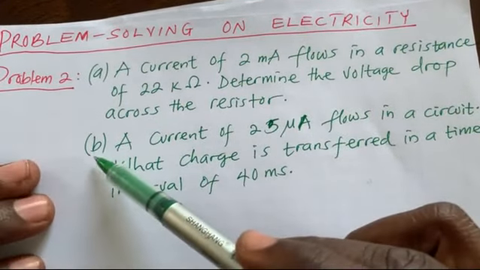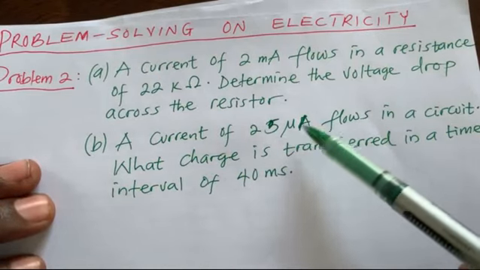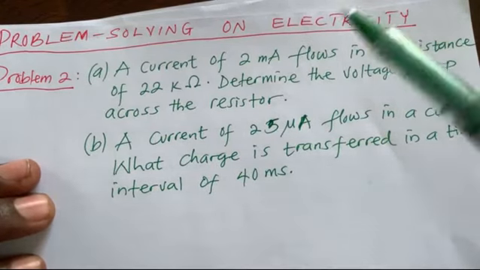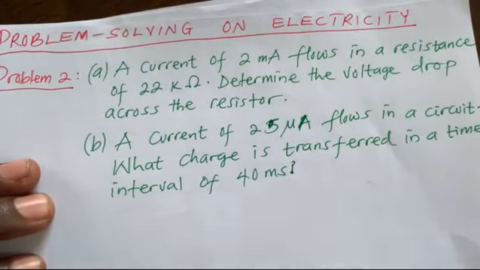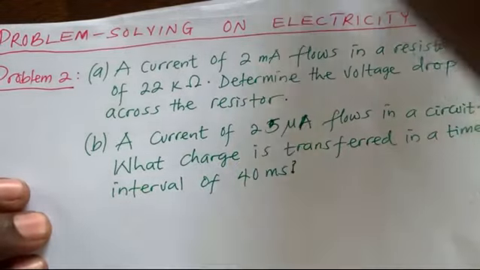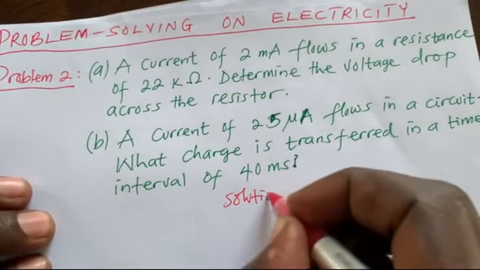The second part, which is the B part, says a current of 25 microampere flows in a circuit. What charge is transferred in a time interval of 40 milliseconds? Okay, solution. Let us start solving as quickly as possible.